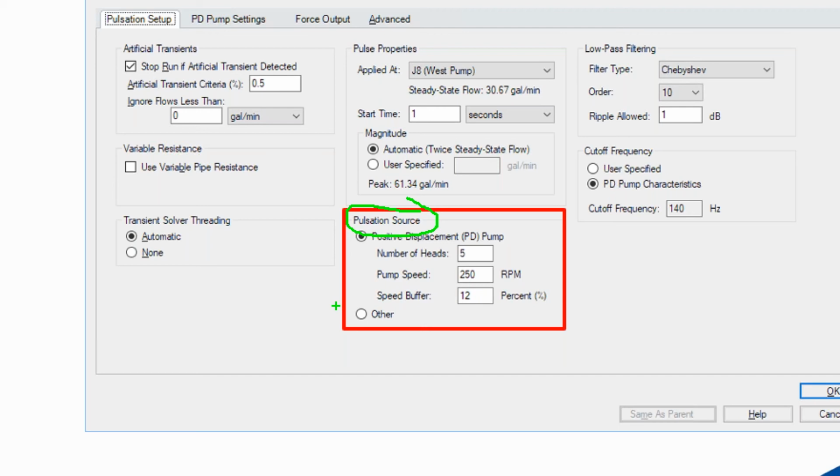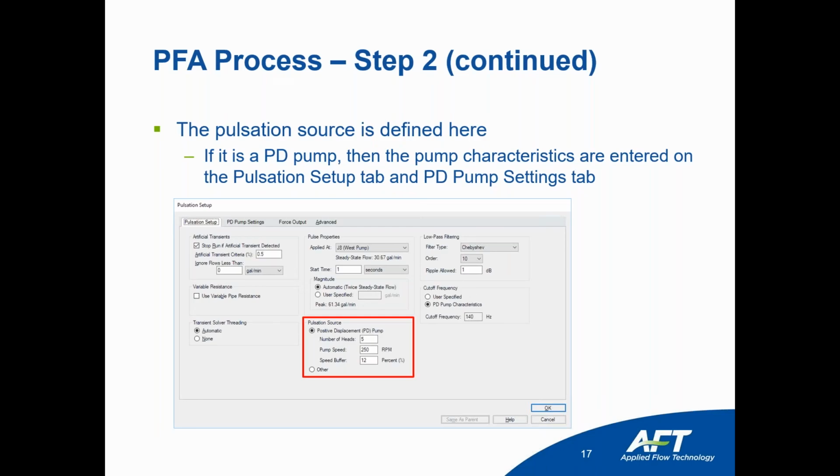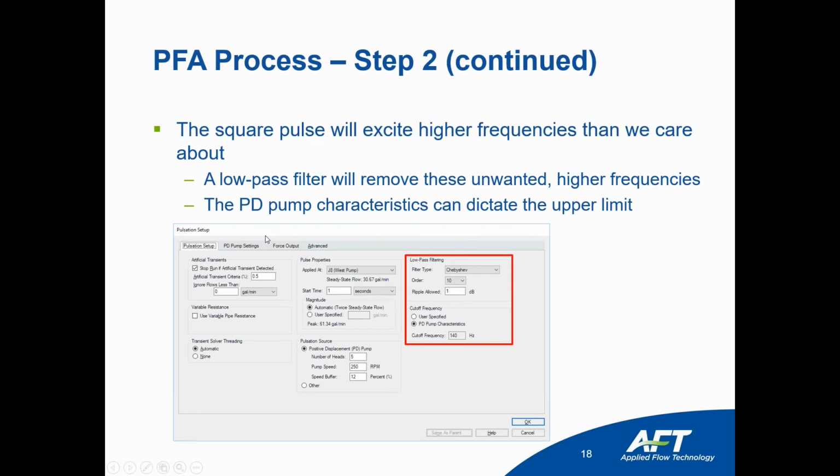So continuing with step 2, we select the pulsation setup for the analysis tool, this is where the ring will be defined. You have to say where you're going to hit the system. Specify the junction. Only one in the system can be specified, and pulse start time. The automatic magnitude of the strike will be twice the steady state flow.